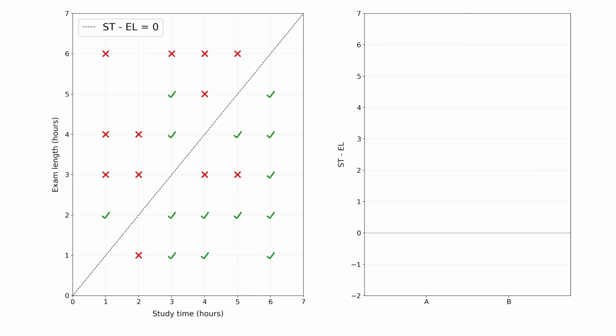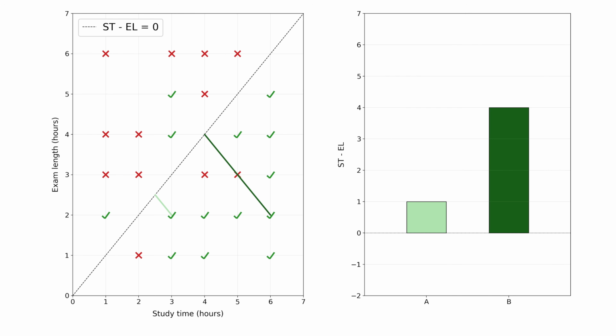Consider two students. Student A studied an hour more than the exam's length, and student B 4 hours. Naturally, we might argue that since B put in 4 times the amount of work than A, it should be 4 times more likely for them to pass compared to A.